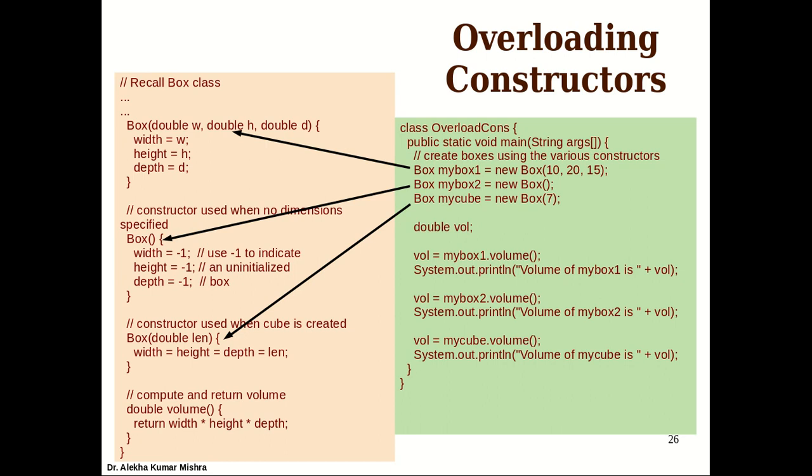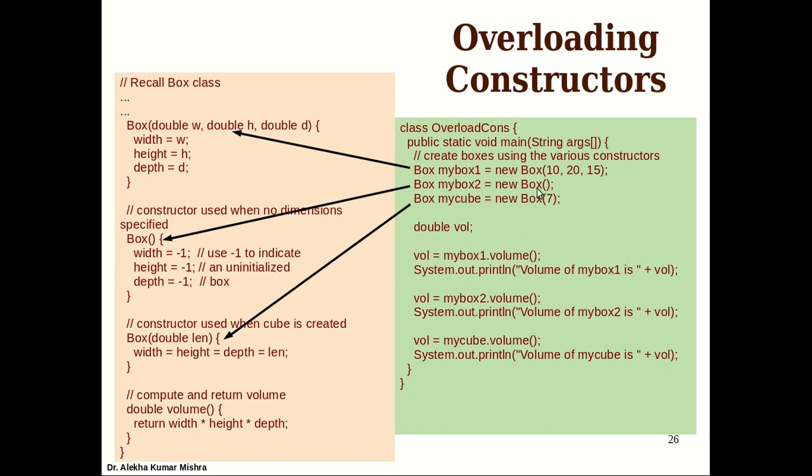Here you can see that we have three versions and we are invoking these three versions in the same order by passing the required number of arguments. When I pass three arguments, when my first box object is created, the constructor with three arguments is invoked to initialize all the data fields. Similarly, when no argument is passed, the second version is called and all default values are assigned, that is -1 in this case.